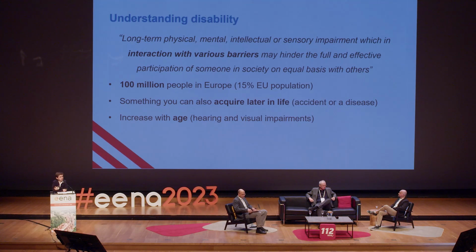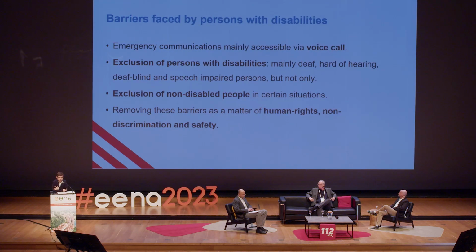We can say that in Europe there are around 100 million persons with some kind of disability, and we need to understand that it's not something that you are born with, it's something that you can also acquire later in your life as a result of an accident, but also as a result of age, with some impairments such as hearing and visual, which will increase over the years as Europe also grows old.